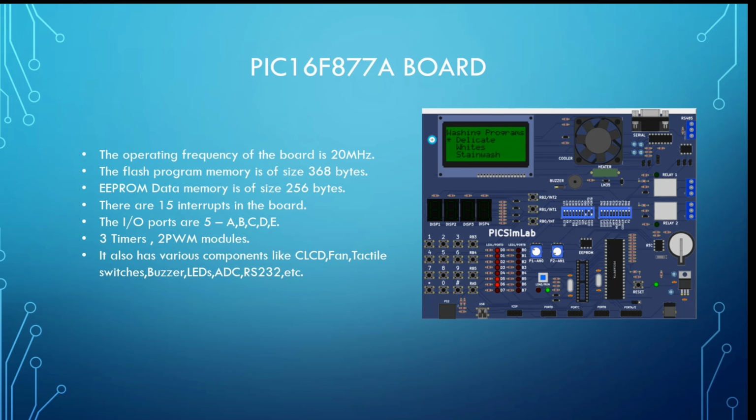These are the details of the PIC16F877A board. The operating frequency of the board is 20 MHz and the flash memory is of size 368 bytes. The EEPROM data memory is of size 256 bytes. There are 15 interrupts in the board and the input-output ports are 5 in number, which are A, B, C, D and E. There are 3 timers and 2 pulse width modulation modules in the board. It also has various components like CLCD, fan, tactile switches, buzzer, LEDs, ADC and RS-232 for communication.